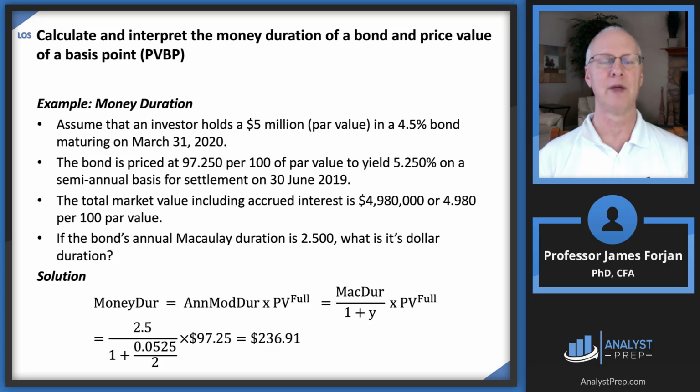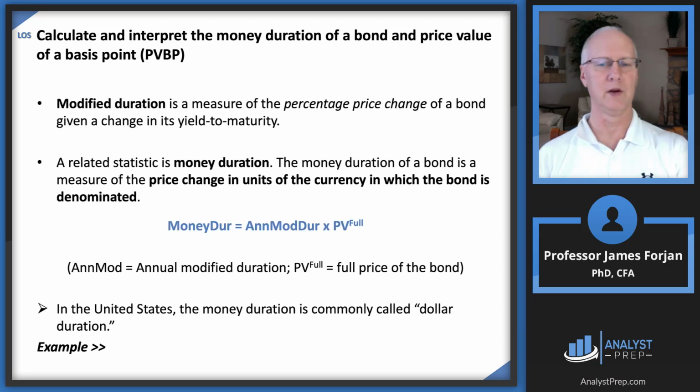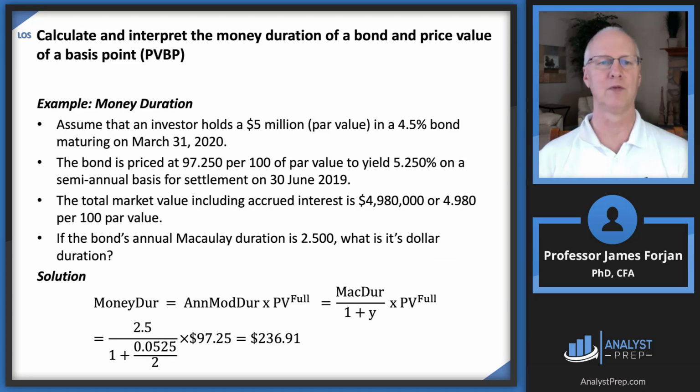We've got 5 million. Here, this is what I need to tell you. Look at the bottom there. In the US, money duration is commonly called dollar duration. So dollar duration is going to help us compute this dollar amount, and that's the example that I have here in terms of dollars. When you're asked to calculate money duration, you have to be given an amount of the portfolio. So there's 5 million. Let's see, the coupon is 4.5%.